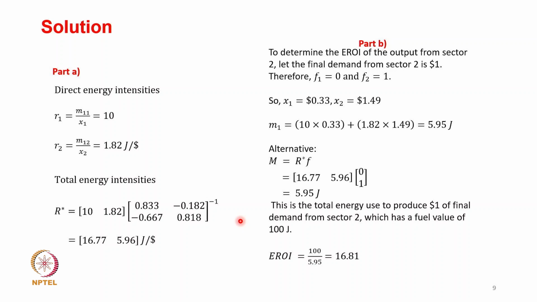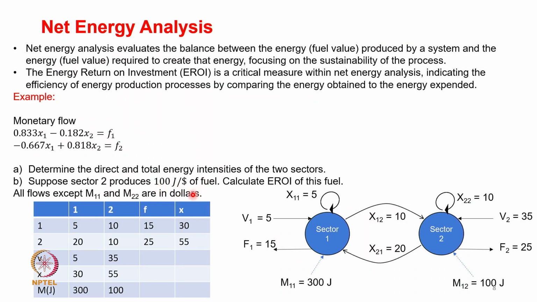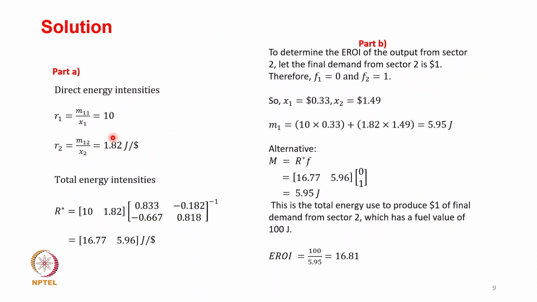So now let's compute the EROI. EROI requires a little bit more steps. So determine the EROI from the output sector. Let the final demand of sector 2 be $1, then F1 is equal to 0 and F2 is equal to 1. So you will have to specify F1 and F2 in this context. If it is given, you may use the values as given. In this particular case, let's assume that F1 is equal to 0 and F2 is equal to 1.